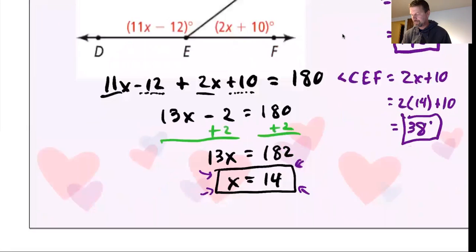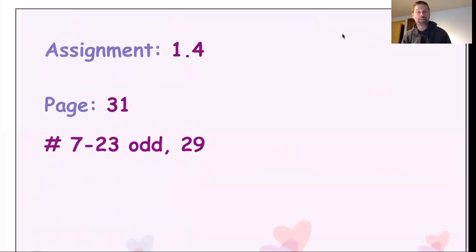All right, that is it. You get on section 1.4, 7 through 23, the odd numbered problems like 7, 9, 11, 13, and then number 29. Give them a shot. Get in contact with me via Zoom or an email if you run into a problem you're not sure of. See you later.